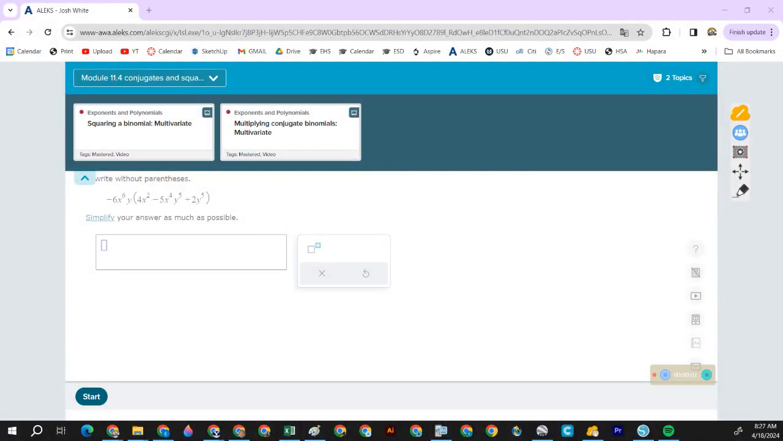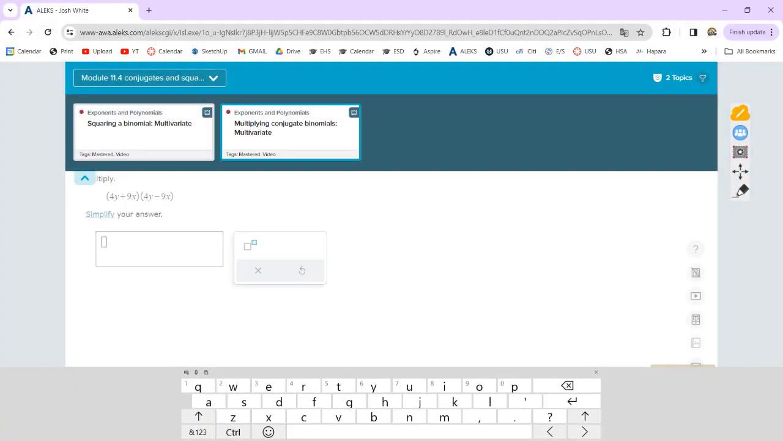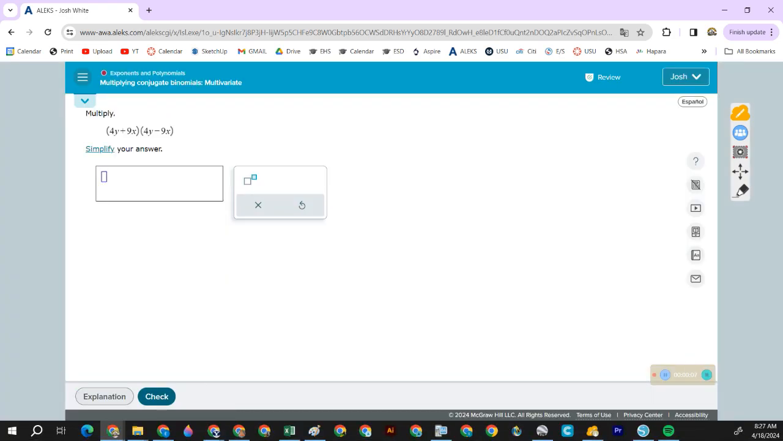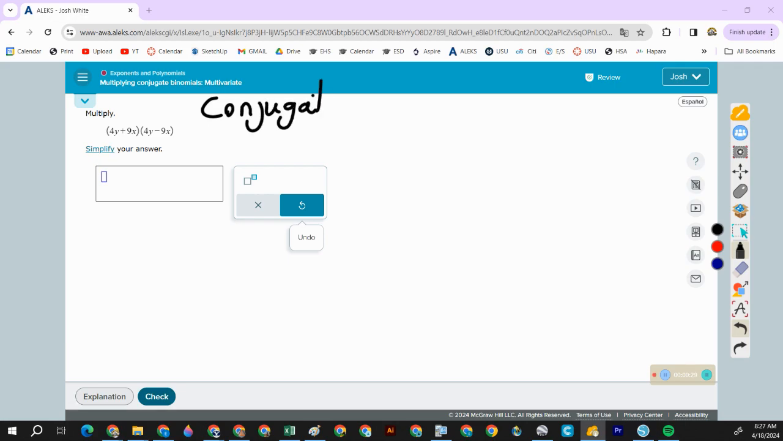This is 11.4, and it's really similar to what we did yesterday. So look at these two binomials. Those binomials have the same numbers, but the sign in between them is different. So those are called conjugates. And conjugates are going to be really important in algebra for the next couple of years. Okay? So let's see what happens when I multiply conjugates together.